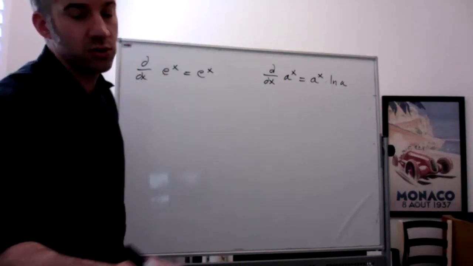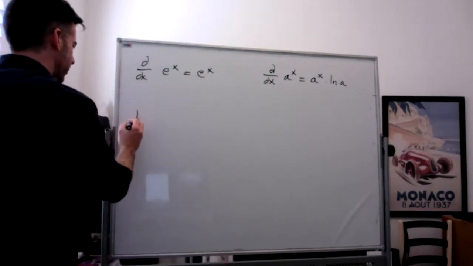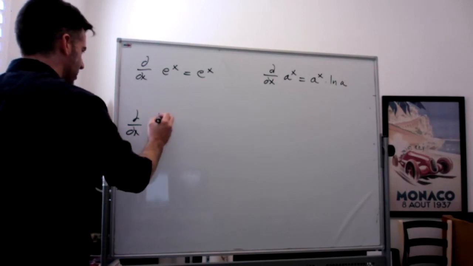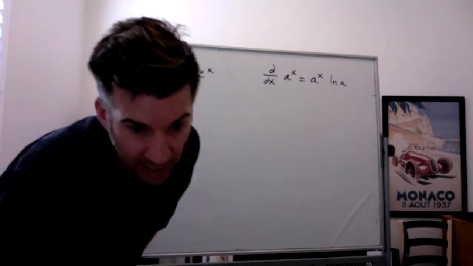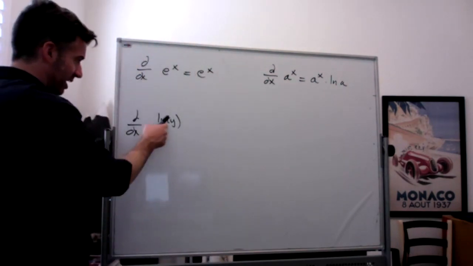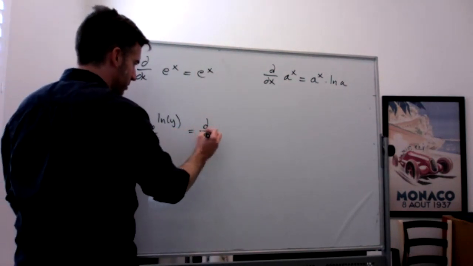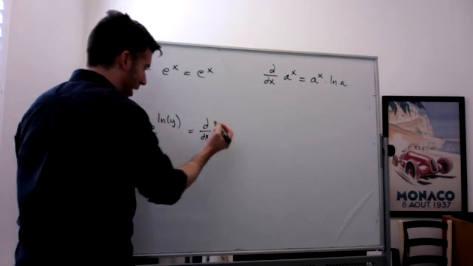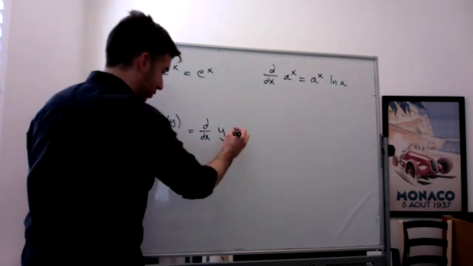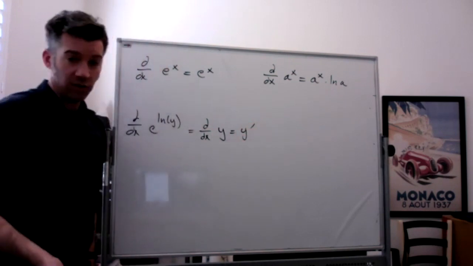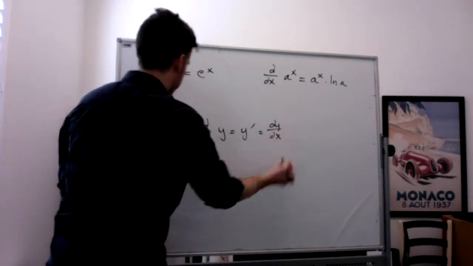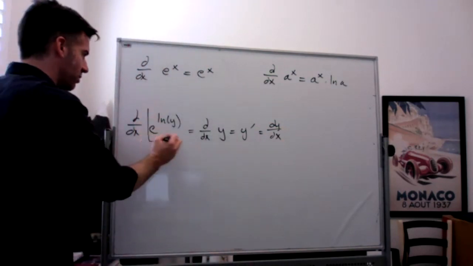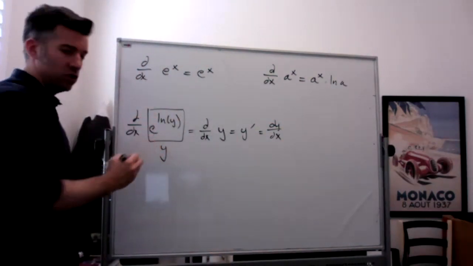Well, someone asked about the derivative of e to the natural log of y. Yes, it is equal to y prime, because e to the natural log of y is just y. So yes, of course, that would be the derivative of y. All right, remember, e to the natural log of a thing is just the thing.